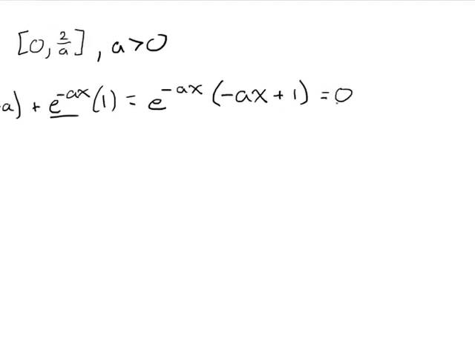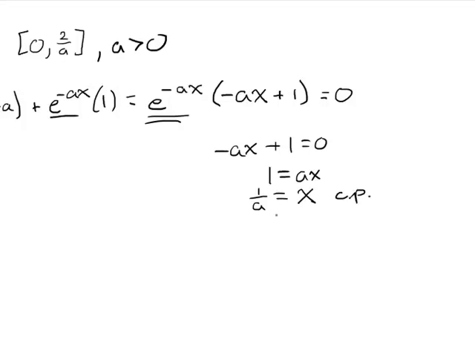and this will allow us to find a critical point, and we do that by setting our first derivative to 0. This part here can never equal 0, so we'll just set negative ax plus 1 equal to 0, and we'll solve this. So we have 1 equals a times x, and solving for x, we get that x equals 1 over a. That is our critical point.